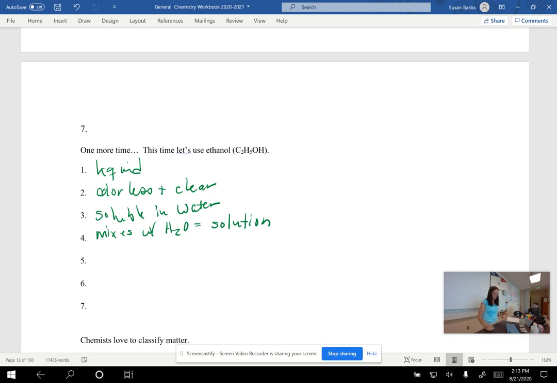Number 5, is it attracted by a magnet? Once again, I don't have a magnet, but I would say no. I know that I cannot magnetize isopropyl alcohol. Not magnetic.